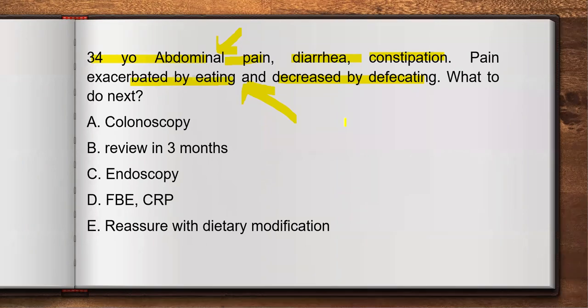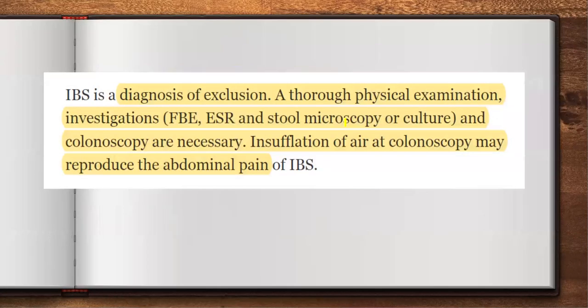But still, you cannot diagnose irritable bowel syndrome without excluding other important causes. So what do you want to do? You want to do a colonoscopy, review in 3 months, endoscopy, full blood examination, CRP, reassure with dietary modification. Now, the question is what to do next? Look at your JM. Your JM has the answer. So your JM said IBS is a diagnosis of exclusion. A thorough physical examination, investigation, and colonoscopy are necessary. In the investigation, they have given you full blood examination, ESR, stool microscopy culture, and colonoscopy.